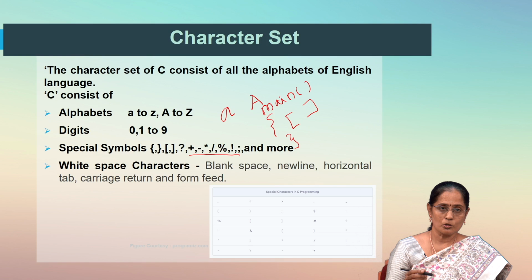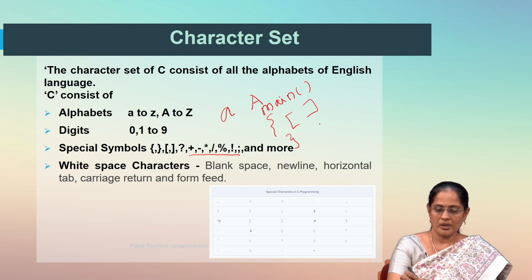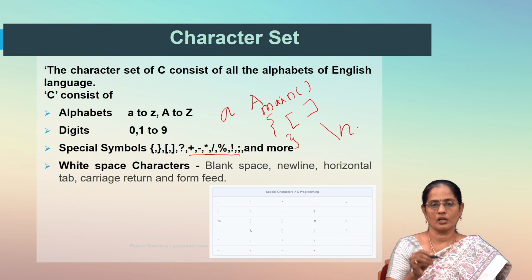Then C also allows the blank space, new line character, horizontal tabs, carriage return and form feed characters. These characters are non-printable characters. We will not be able to see these characters on the screen or monitor, but these characters carry their own meaning. So, for instance, new line character is represented in C as \n, which means that the new line will be given from the line which is currently printing.